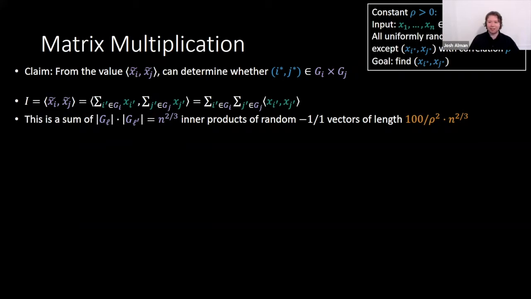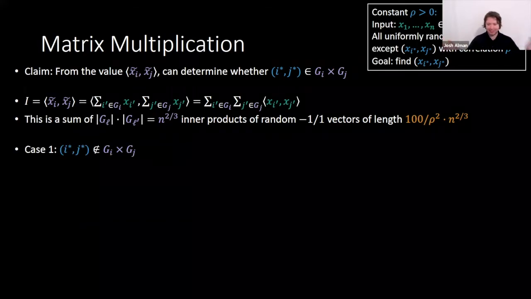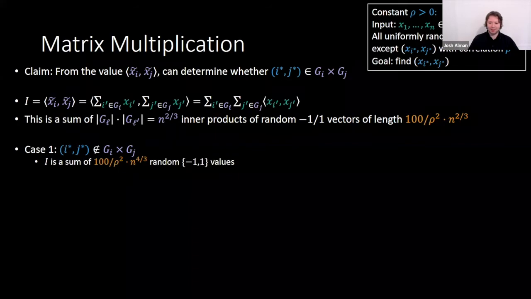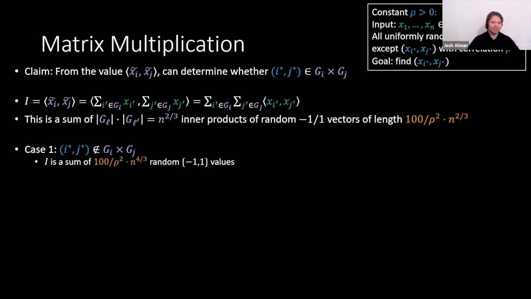Okay, so let's figure out what happens with this random variable when the correlated pair is or is not in this pair of groups. If it is not in the pair of groups, so these vectors are all independent random variables from each other, then this inner product is a sum of n^(4/3) random -1, 1 values. It's a sum of n^(2/3) inner products of length n^(2/3), so in total, it's n^(4/3) things that you're adding together. They're not exactly independent of each other, but they are at least pairwise independent of each other. You can convince yourself of that if you think about it a bit.